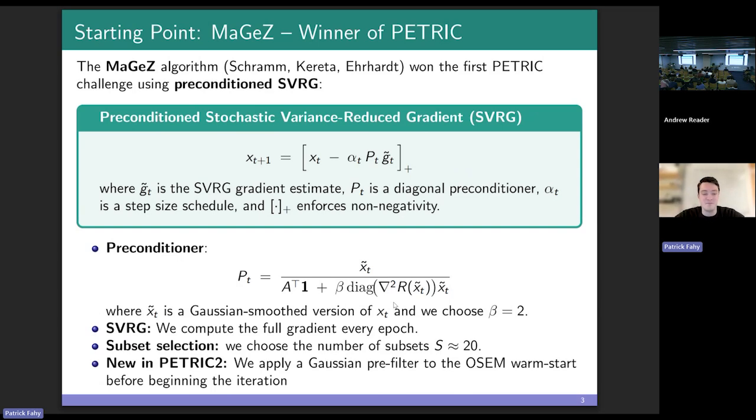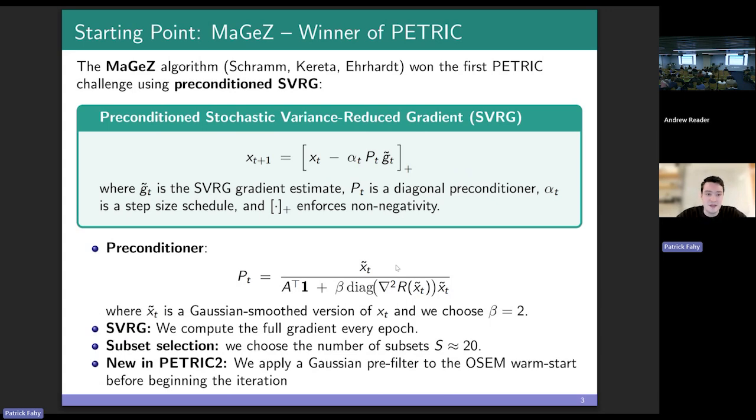We also did some tuning of the parameters. We also reduced the number of subsets. We chose about 20. And we also applied a Gaussian filter to make this OSEM reconstruction look a bit nicer.